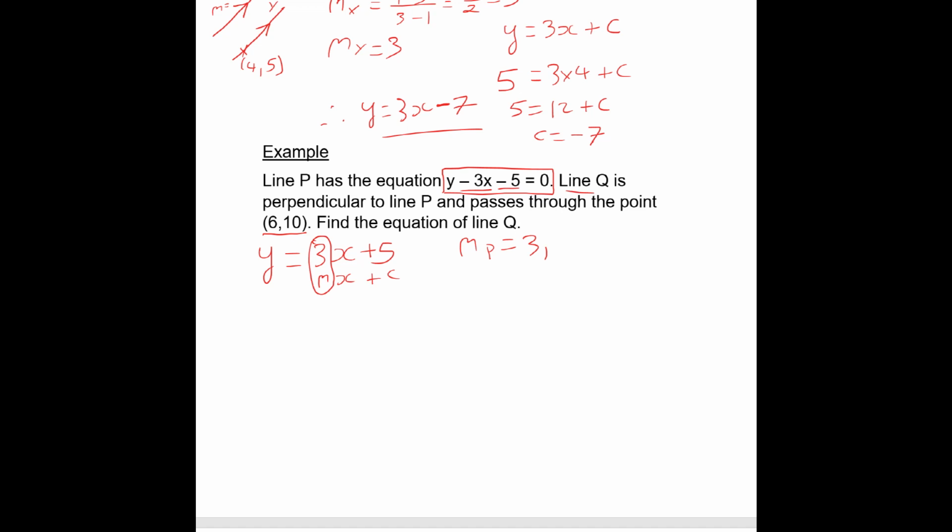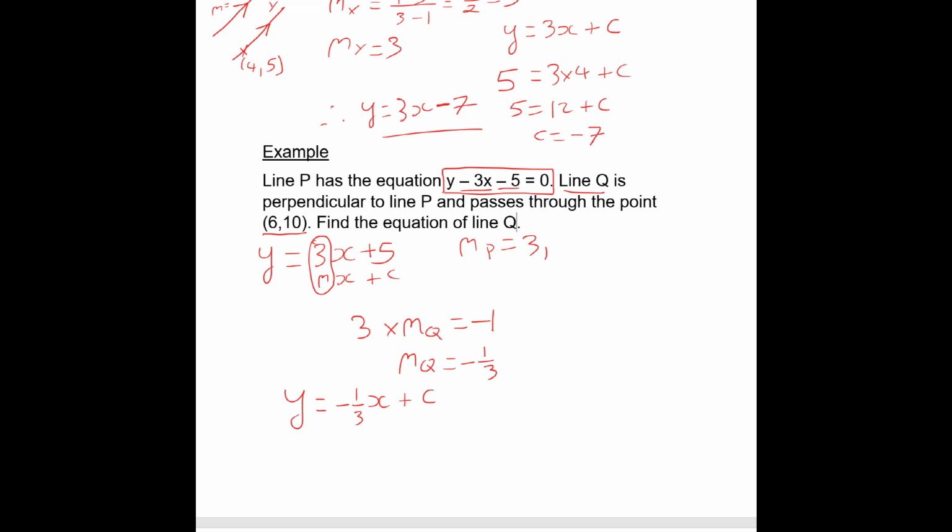We know that line Q is perpendicular to line P, so I can say that if I take the gradient of P and I times it by the gradient of Q, we are going to get -1. But the gradient of P is 3, so I can say 3 times the gradient of Q is -1. Therefore, to get the gradient of Q on its own, I would divide both sides by 3, giving me the gradient of Q as -1/3. So the equation of Q is going to be y equals -1/3 x plus the y-intercept of Q.